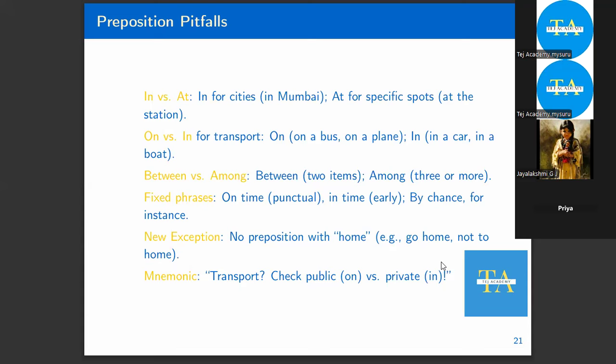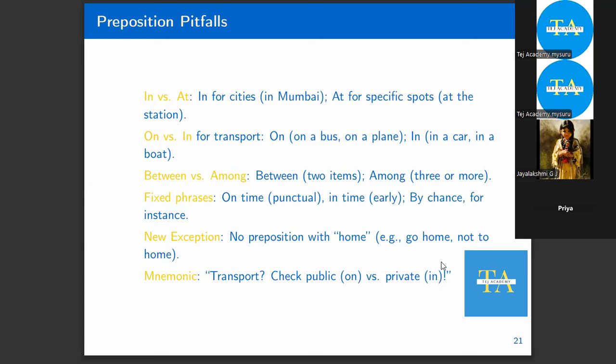Okay, here sometimes we get confused between using which preposition suits better the sentence, like in versus at. In for cities, in Mumbai or in Delhi, and at for specific spots, at the station or at the library or at the coffee shop, like that. If we are speaking about the big cities, we can use in. I'm staying in Delhi, in Mumbai. And at for minimal spaces, like specific spots in general.